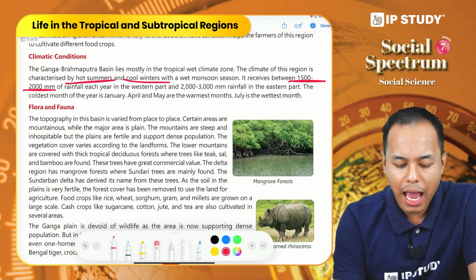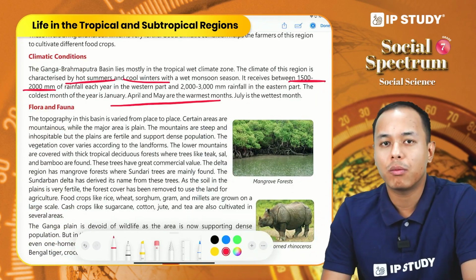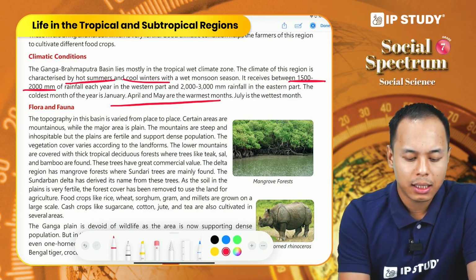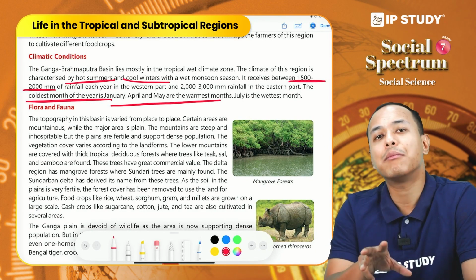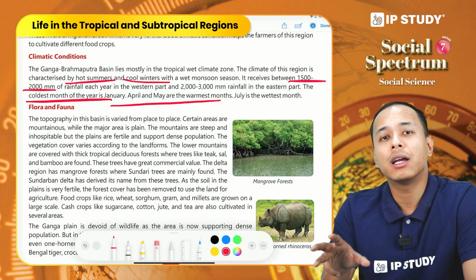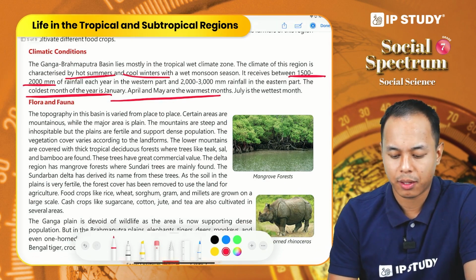April and May are the warmest months. On the other hand, January is the coldest month. So this is the climatic condition of the Ganga-Brahmaputra Basin.